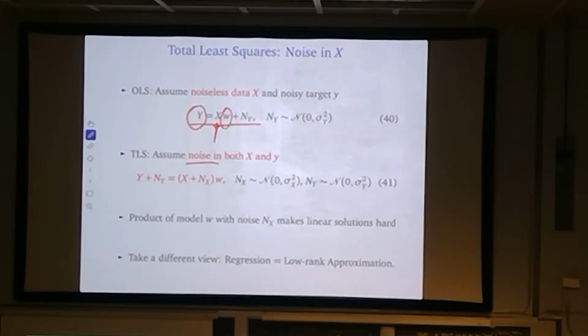So now if you look at this model, X is some ground truth noiseless version, add some random noise, okay? Then you multiply with W, which is unknown. When you have a model W multiplied by some noise, that makes a linear solution very hard.